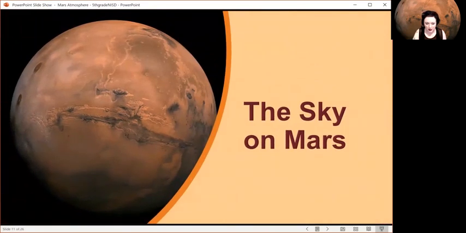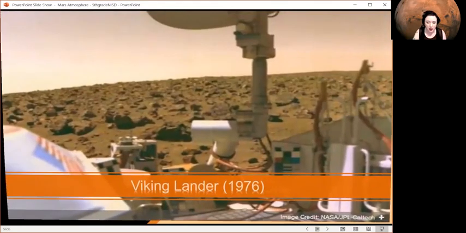Okay, so let's talk about the sky on Mars. So I just said that as light goes into the atmosphere for the Earth, it gets scattered around. The blue light gets scattered, but the red light doesn't, and so our sky looks blue. Now, Mars has a very thin atmosphere, so we might expect to see the same thing, right? We might expect to see that the sky would be blue on Mars for the same reason that it's blue on Earth. Well, let's take a look at what we have for images of the sky on Mars.